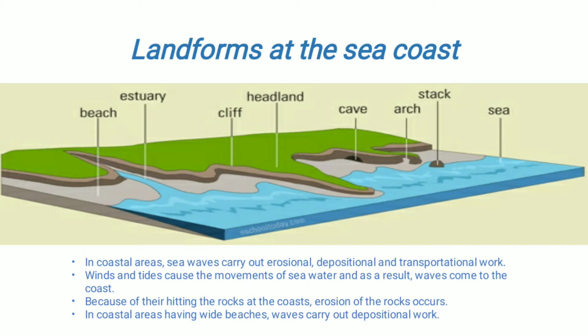Winds and tides cause the movements of seawater and as a result waves come to the coast. Because of their hitting the rocks at the coast, erosion of the rocks occurs. In the coastal areas having wide beaches, waves carry out the depositional work.